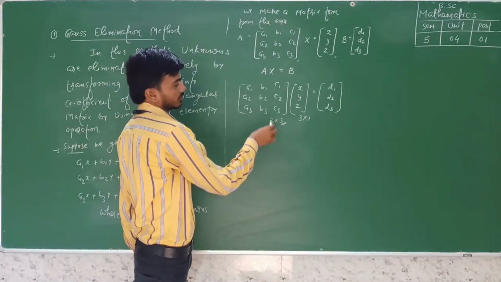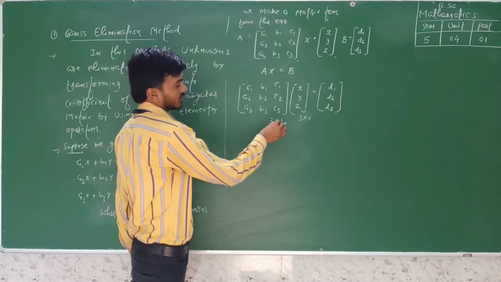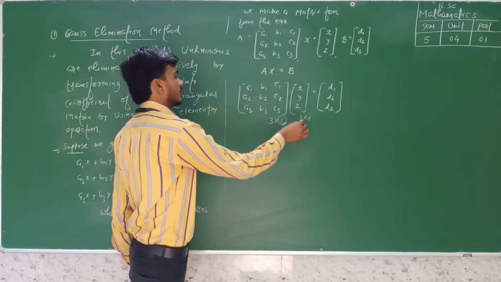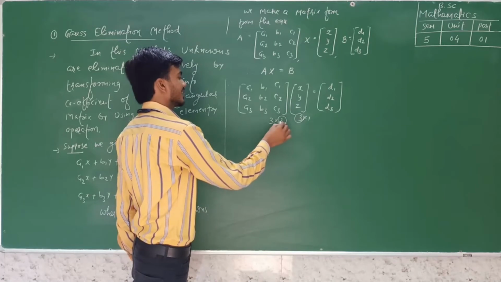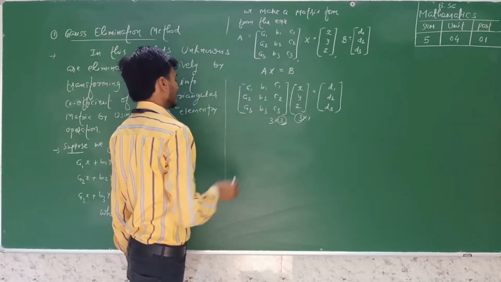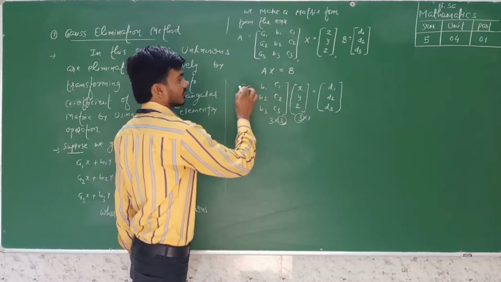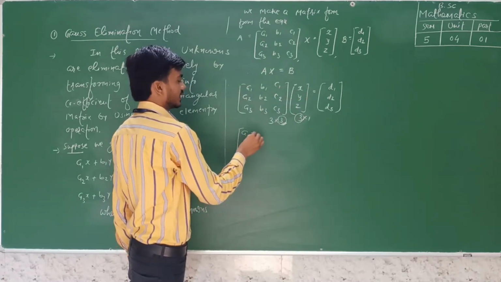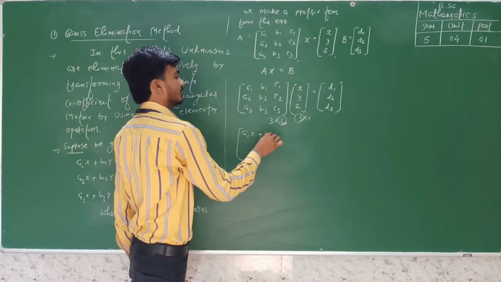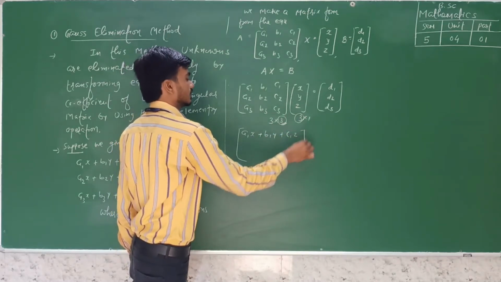First matrix: columns of the first matrix 3, rows of the second matrix 3. These are equal, so the multiplication exists. Multiplication of this type of matrix: first row and first column, A1x plus B1y plus C1z.